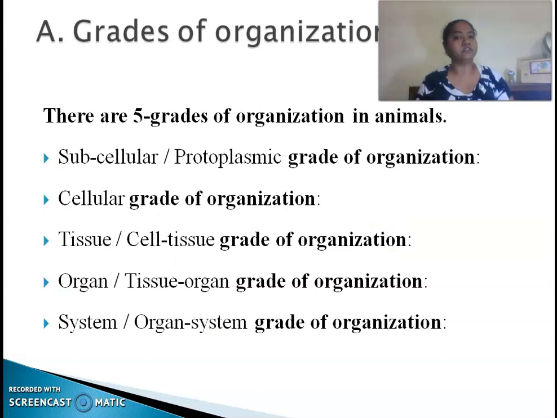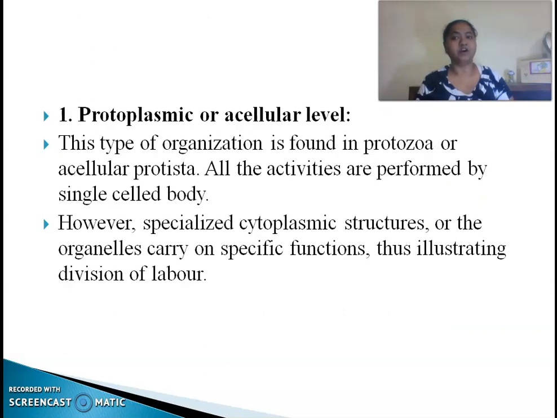There are 5 grades of organization in animals. Subcellular or protoplasmic grade of organization, cellular grade of organization, cell tissue grade of organization or tissue organization, tissue organ or organ grade of organization, system or organ system grade of organization. We will look into all these one by one. First, protoplasmic or acellular or cellular level organization.